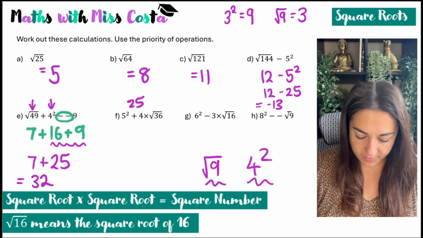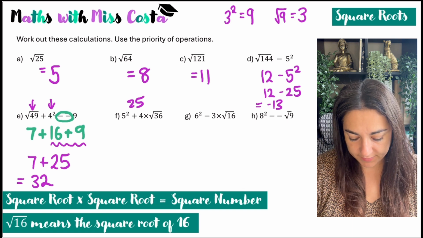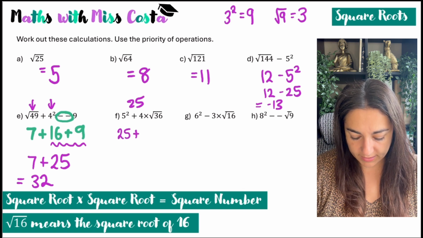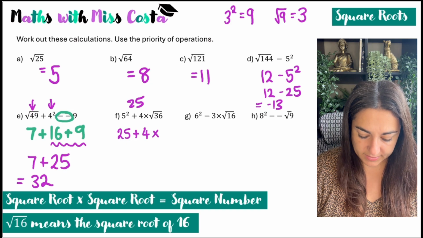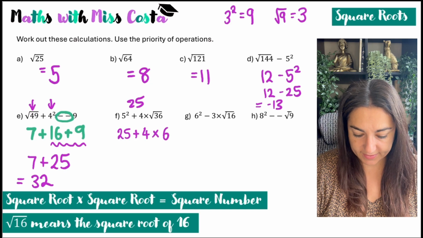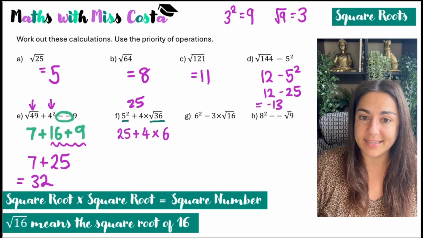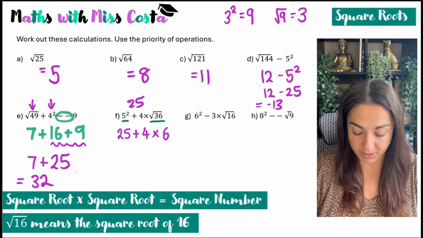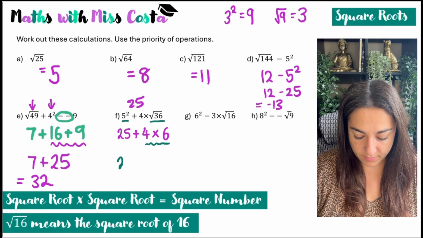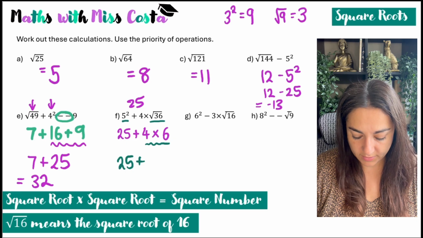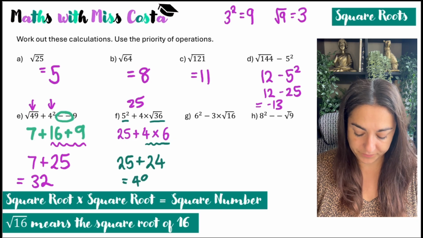Okay, for the next one, I've got quite a lot of indices, so I'm going to have to work those out first. So 5 squared is 25. I keep everything as it is. I'm just working out the indices. And the square root of 36 is 6. Then I need to think to myself, BIDMAS, what's the first thing I'm going to do? I'm going to do the multiplication. So that would become 4 times 6 is 24. So that would become 25 plus 24, which is 49.